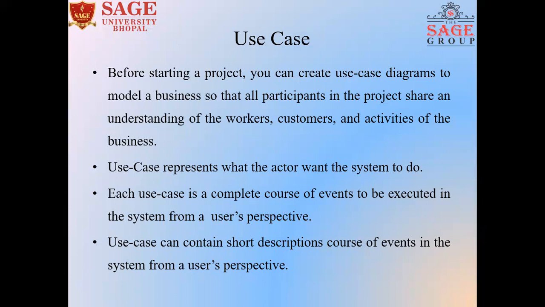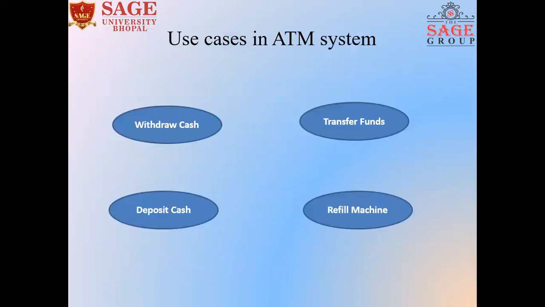Each use case is a complete course of events to be executed in the system from a user's perspective. A use case can contain a short description of the course of events in the system from a user's perspective. If we talk about the ATM system, here are some use cases like withdraw cash, transfer funds, deposit cash, refill machine. We have already identified the different actors in the ATM system. So a customer can withdraw cash, transfer funds, deposit cash, and the system admin can refill the machine. These are some use cases in the ATM system.